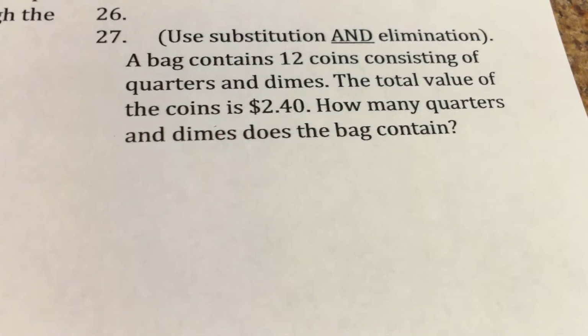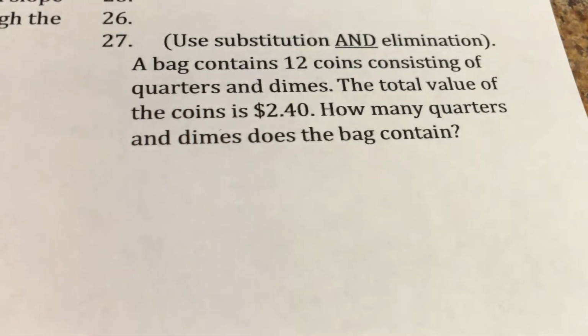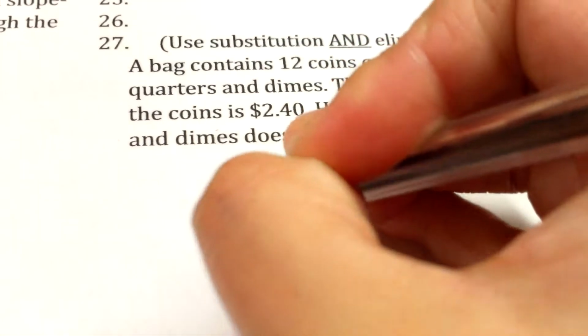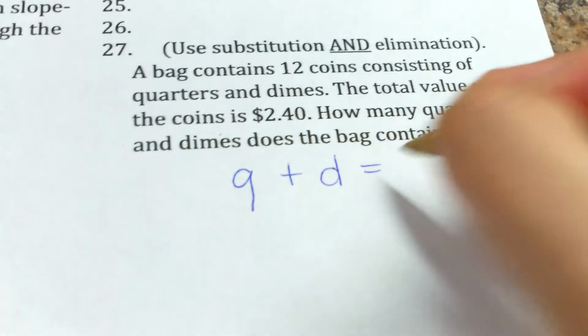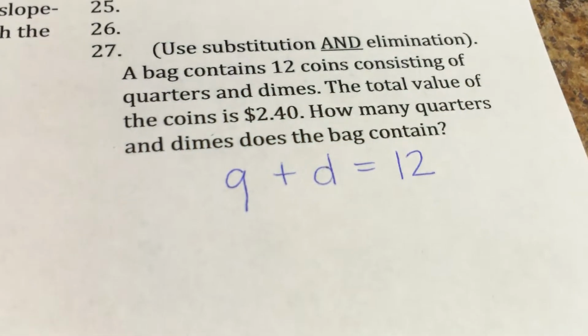We're going to write two equations using this. So first, we don't know how many quarters or dimes there are, so we're going to use Q and D. So the number of quarters plus the number of dimes has to equal 12 because that's how many coins there are.